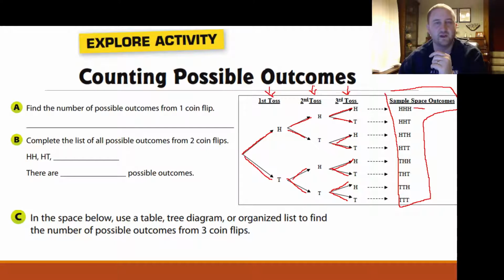We could get three heads in a row. We could get two heads and then a tails. We could get heads, tails, then heads. Heads, tails, tails. Tails, heads, heads. Tails, heads, tails. Tails, tails, heads. And tails, tails, tails. Okay, so now let's count how many there are. There's 1, 2, 3, 4, 5, 6, 7, 8 possible outcomes from flipping three coins. Okay?